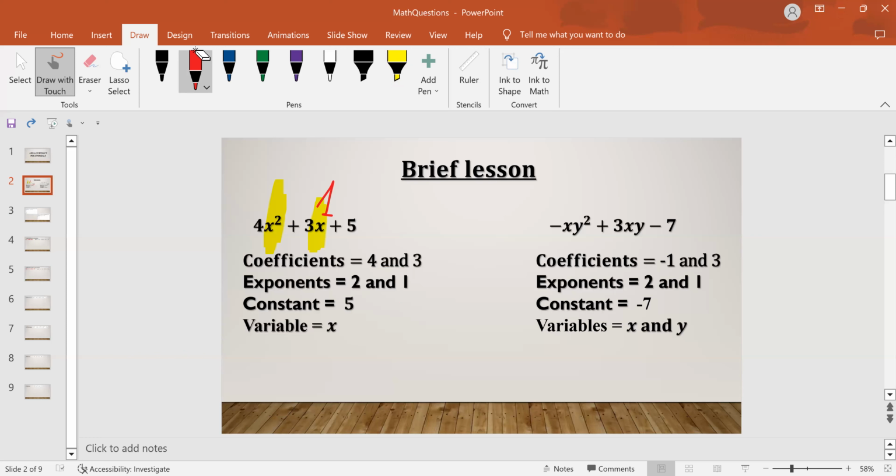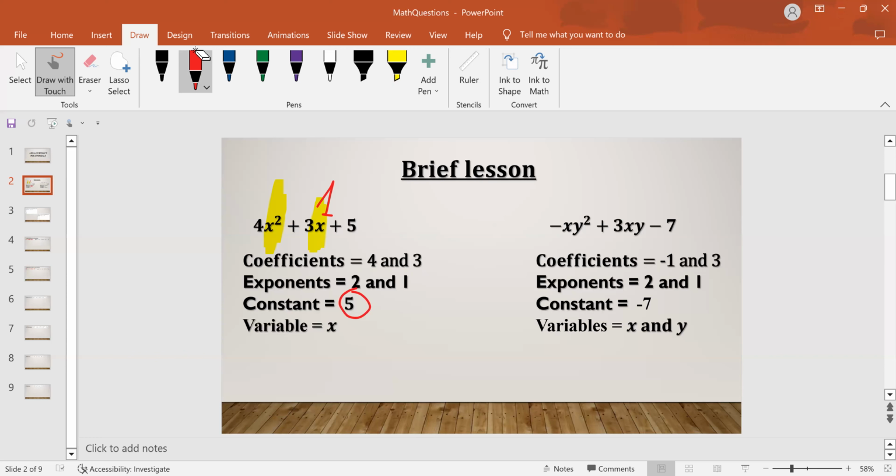Constant is that number without the variable. So this doesn't change. That's why they call it constant. And the 5 is the constant. Please, you have to understand that every time they ask you a question about coefficient or about constant, always take the number with its sign. So is it positive or negative? The 5 is positive, so you can write it like that, 5. Even the coefficients here are positive. We have a positive 4 and a positive 3.